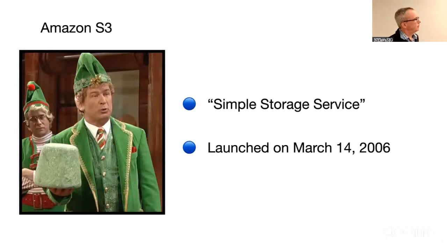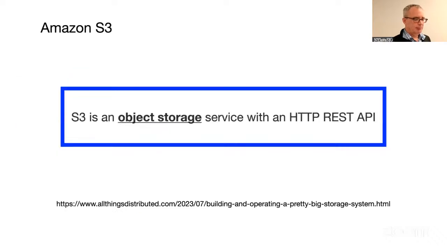But the history of S3 was that it actually came out in 2006, originally known as the Simple Storage Service. It's no longer simple. They don't really call it simple storage anymore. It's just S3. Fundamentally, it's just a way to persist data in the cloud through a REST API. And this is one of the earliest APIs that AWS rolled out.